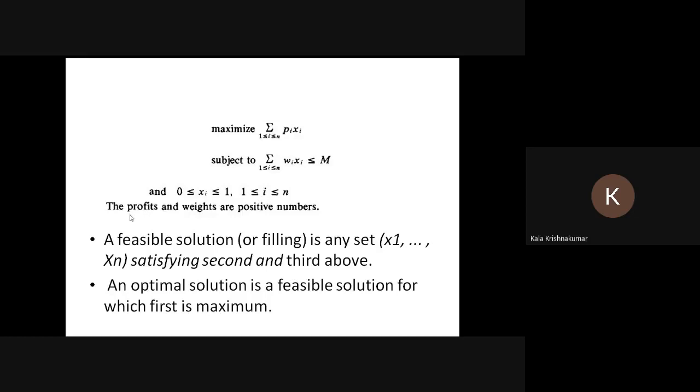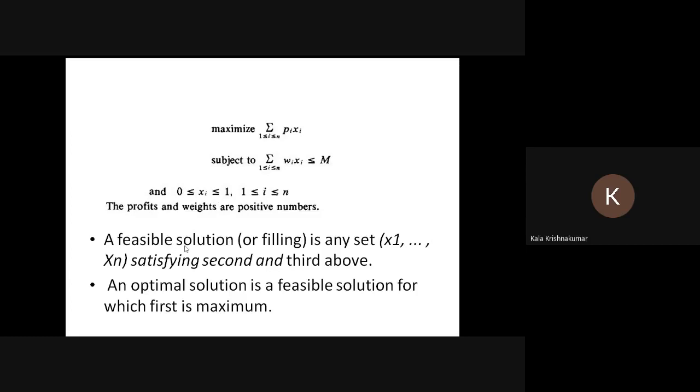We are assuming that the profits and weights are positive numbers. So the knapsack problem is to maximize the summation of pi times xi, subject to the condition that the capacity of the knapsack is m. You should choose the objects in such a way that the sum of wi times xi is less than or equal to m, and xi ranges from 0 to 1, which is a fraction, and i ranges from 1 to n, where there are n inputs.